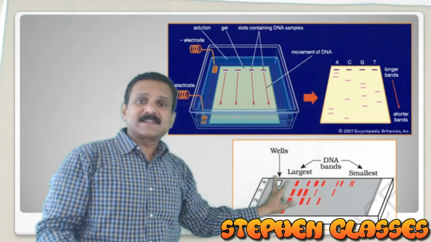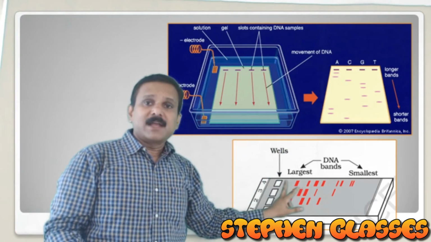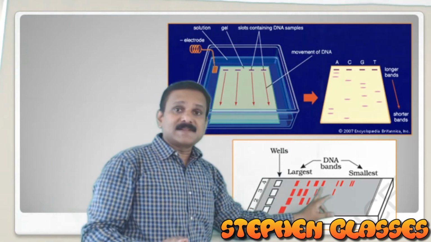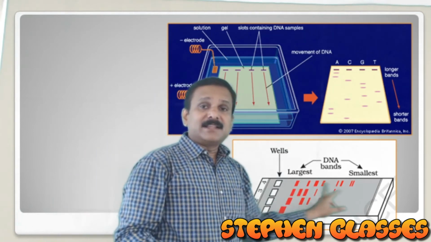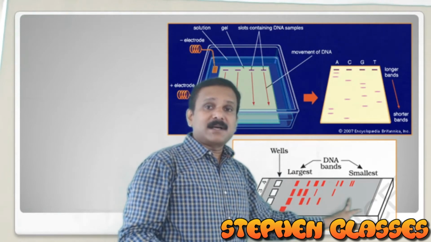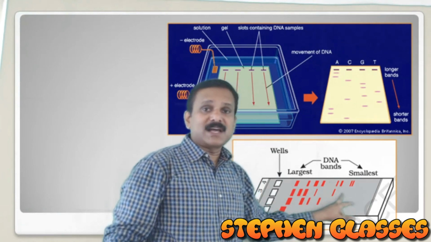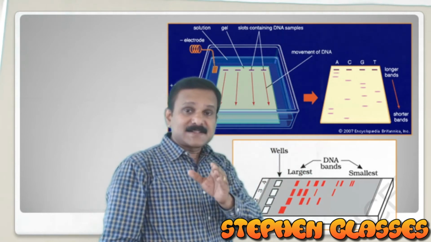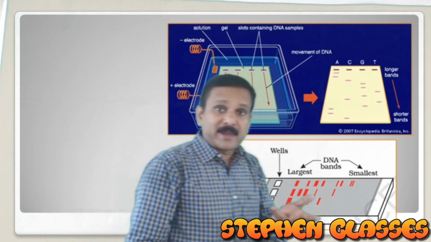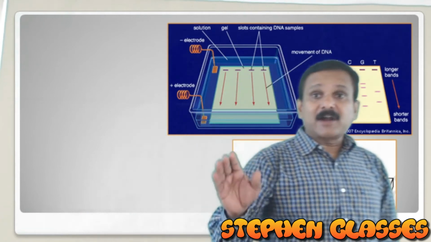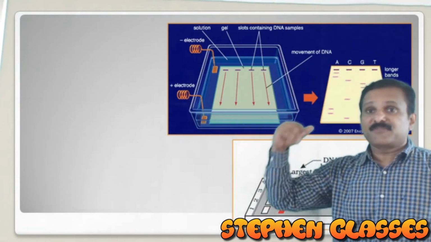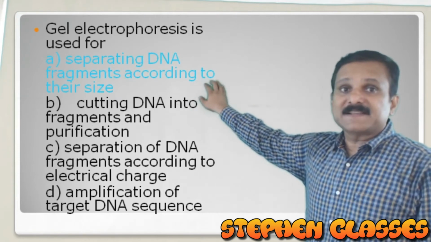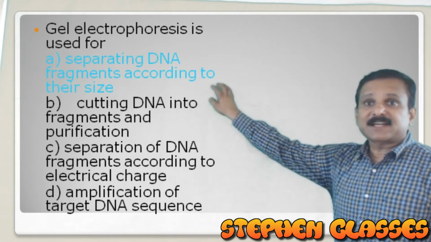Here in this diagram also you can see the larger fragments cannot move fast. Only the smaller fragments can move fast, and they will have displacement over a long distance. So here the fragments are separated based on their size. It is due to the charge that they are moving, but their separation is according to their size. We have the question for you now. For gel electrophoresis, our answer is separation based on size. That is our correct answer.